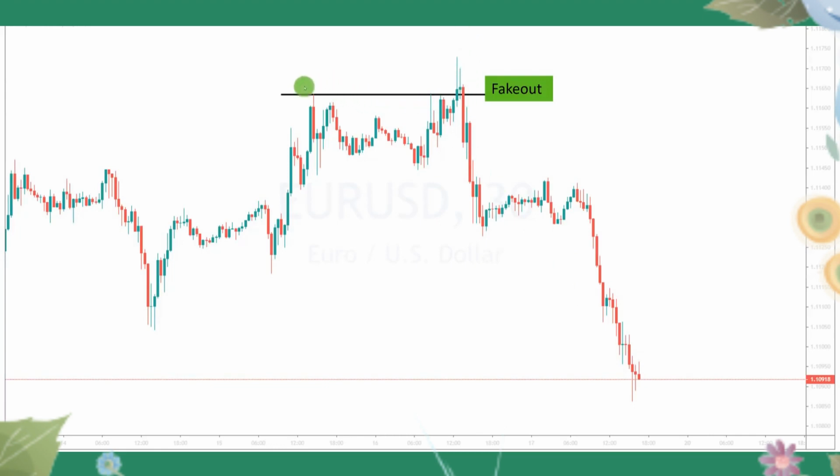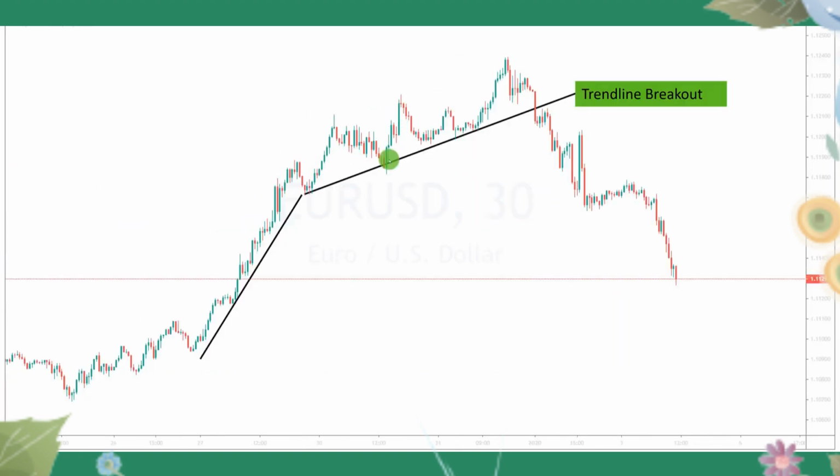This is a very, very powerful tool, and I really recommend to all of my students, and to everyone, start paying attention to how the market reacts to previous highs and lows. The trendline breakout, a very, very powerful tool. I talked about this in my last trendline mastery video.